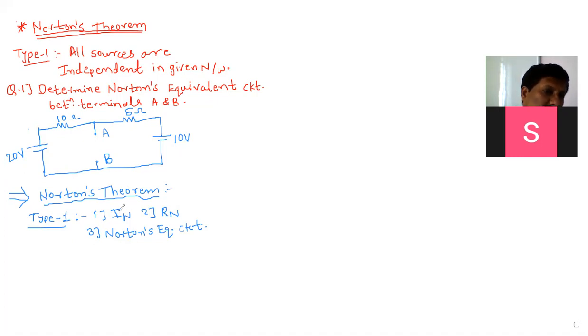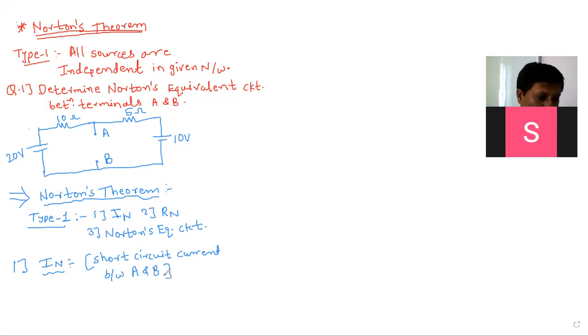The second step is finding the short circuit current IN. So IN means the short circuit current between A and B.